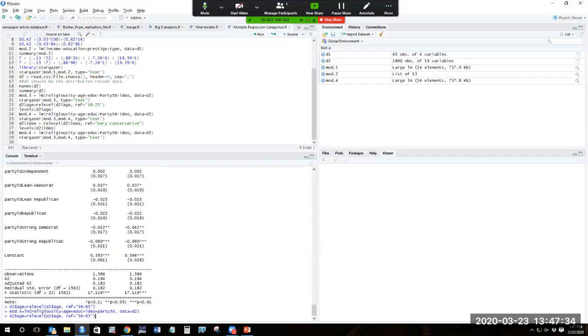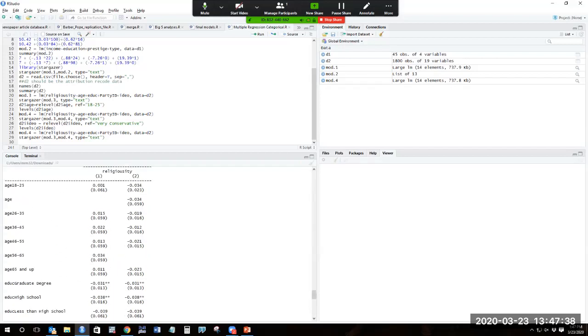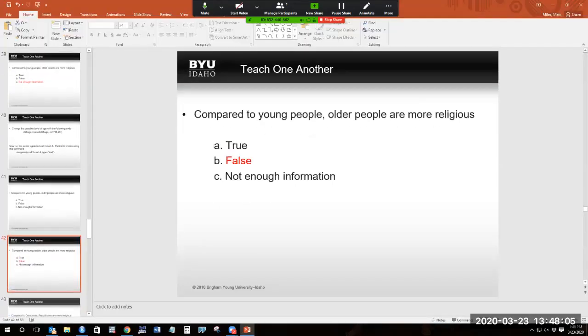Run it again, then do that stargazer. So now that I have these boomers in, there's still no statistically significant differences. But you see that the signs on all of these is now negative, right? So everybody's more religious than boomers. But the most religious compared to boomers would be missing values and 18 to 25-year-olds. Okay? All right, so that's our question on age.